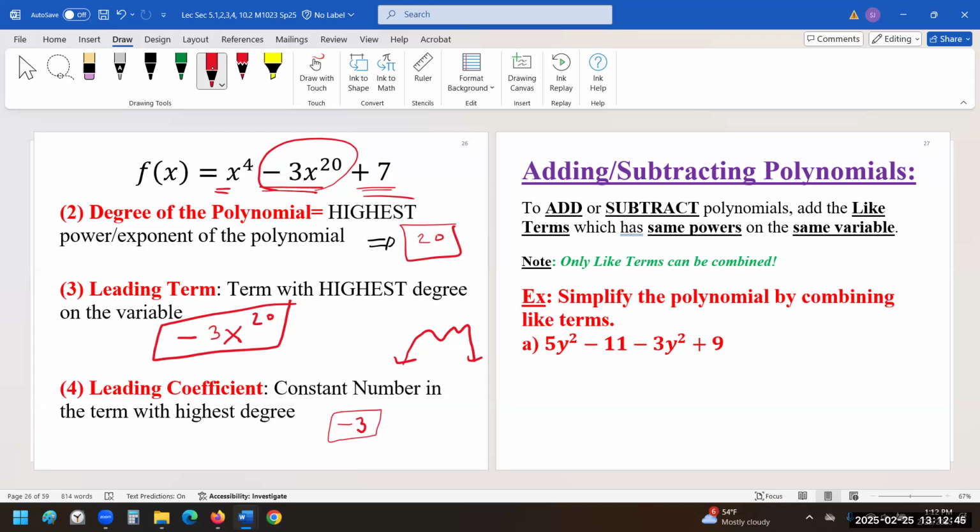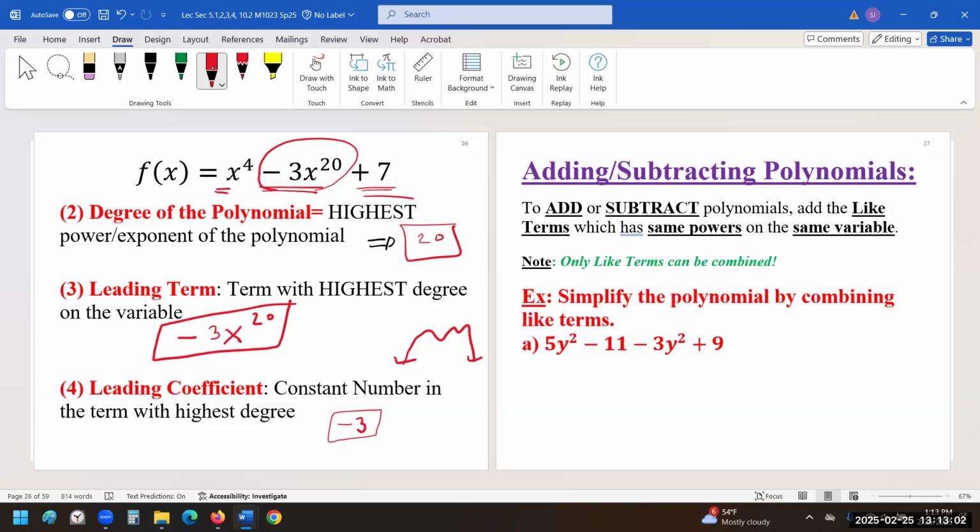We cannot combine 5y squared to 9 because 9 doesn't have any y squared. We can combine 11 and 9. They are like terms. Yeah, that's what I meant, 11 and 9. Oh, you said combine to 9. No. 11 to 9, yes. They are like terms.